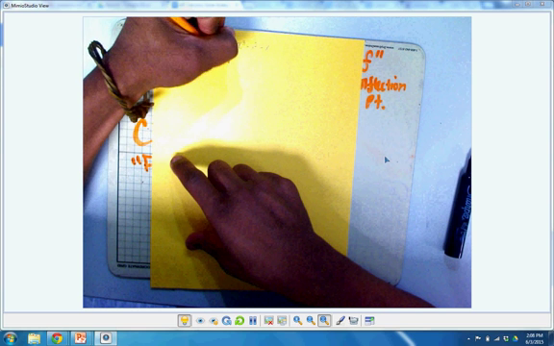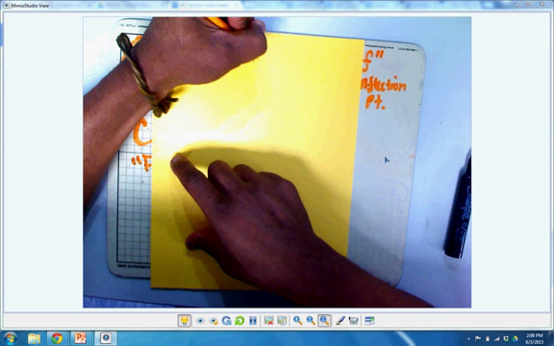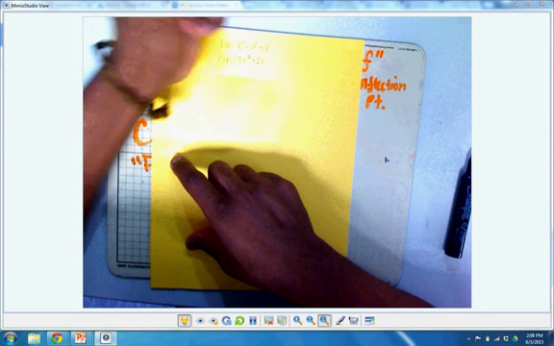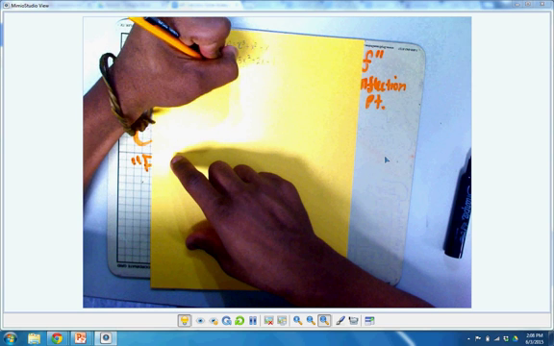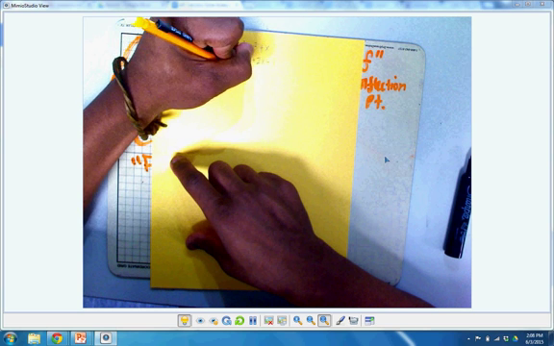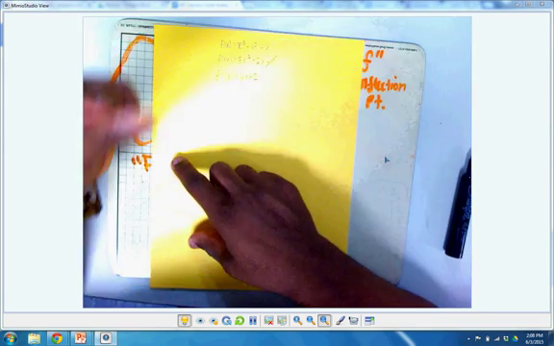So f prime of x is, by the power rule, 3x squared plus 2x plus 1. So our first derivative, second derivative, same old: 6x plus 2, and that 1 goes away because of the constant rule. So we're left with 6x plus 2.